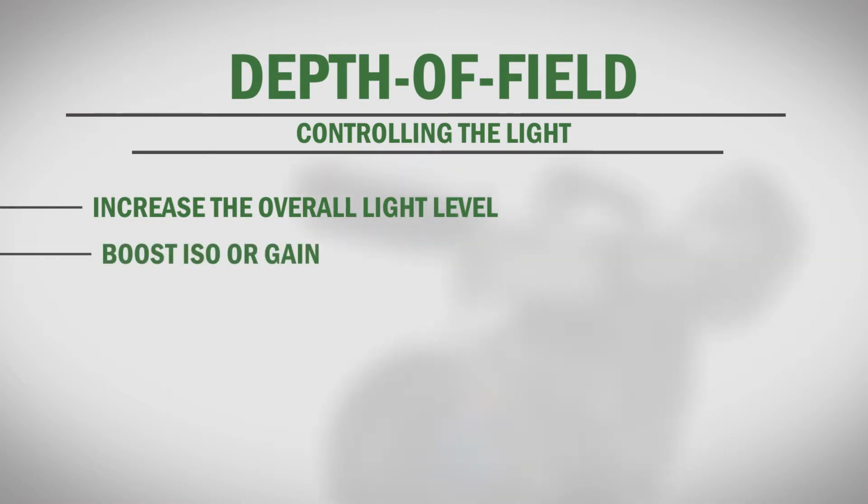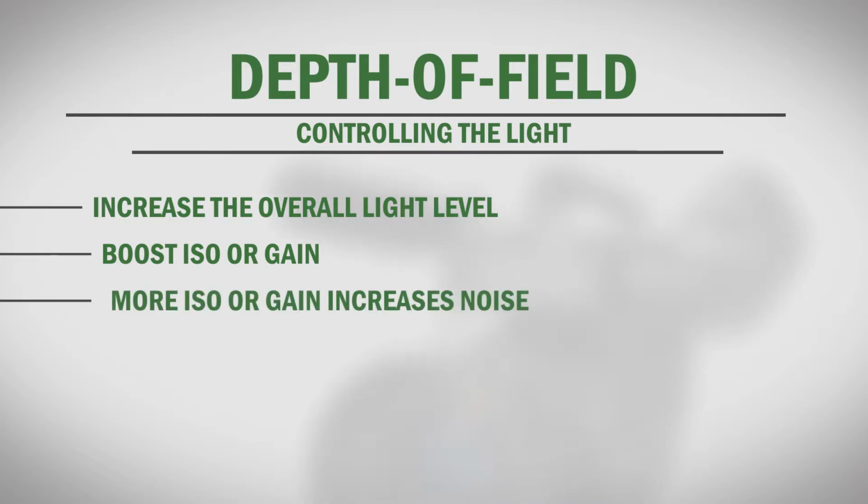Of course, the downside to using ISO or gain is that you will increase the amount of noise in your image. We're at f1.2 and ISO 100 with fairly low lighting. First, let's close down the iris.